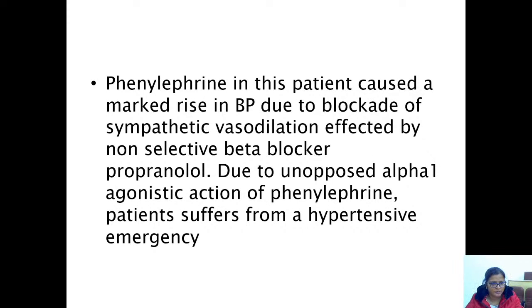So why? Now when you gave phenylephrine, what happened is there was a marked rise in BP due to blockade of sympathetic vasodilation affected by the non-selective beta blocker, propranolol. Due to this unopposed alpha-1 agonistic action of phenylephrine, the patient suffers from a hypertensive emergency. Maybe, means there is a very high blood pressure we assume. So there might be a hypertensive urgency or hypertensive emergency in this patient.